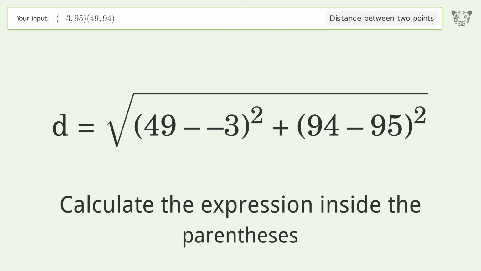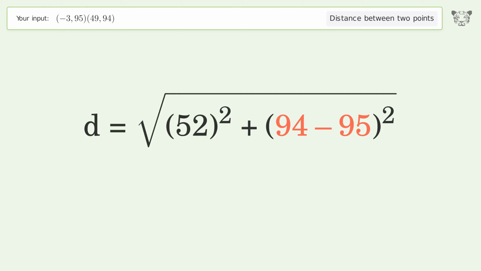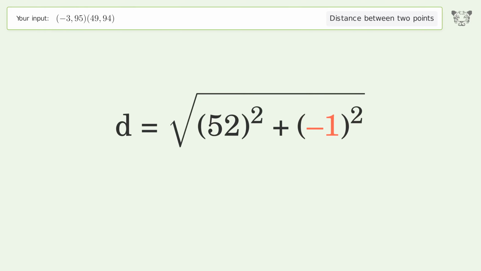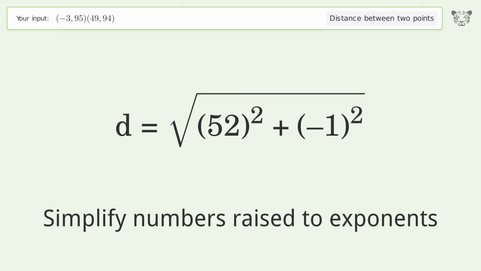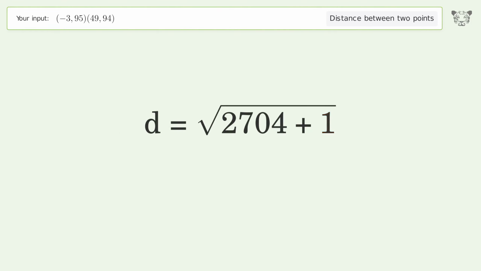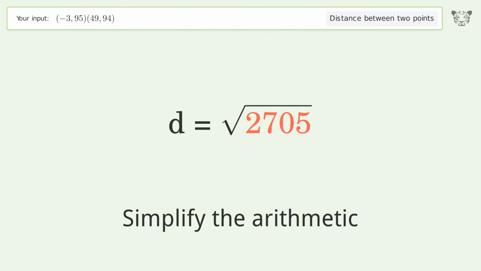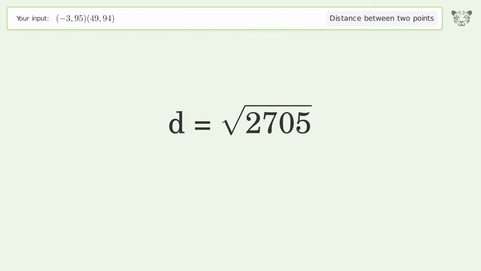Calculate the expression inside the parentheses. Simplify numbers raised to exponents. Simplify the arithmetic. And so the distance between the 2 points is the square root of 2705, or 52.01.